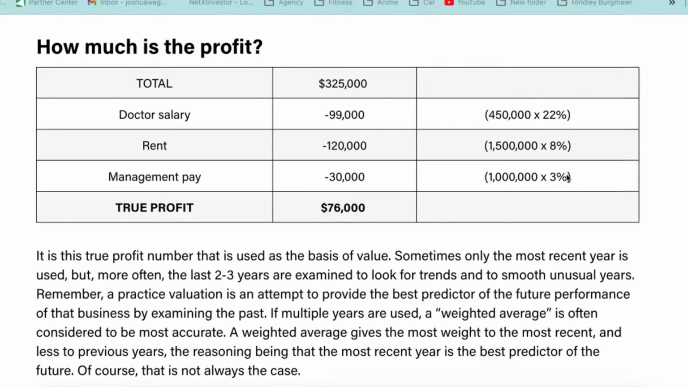But the idea is the same. We do want to set aside salary for the doc. We do want to set aside fair market value rent. We do want to set aside the expense to hire another manager if that's going to be required. So the idea is the same.